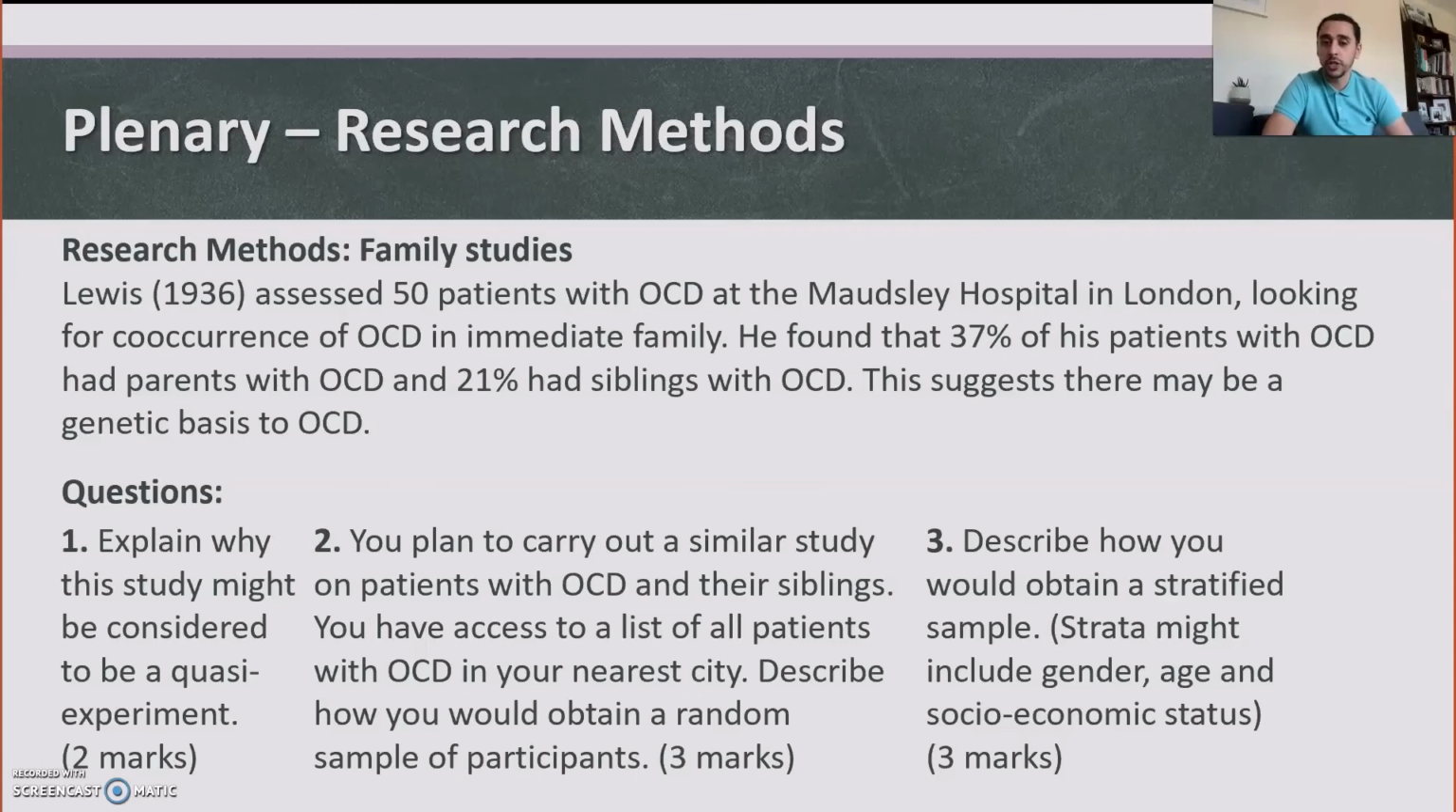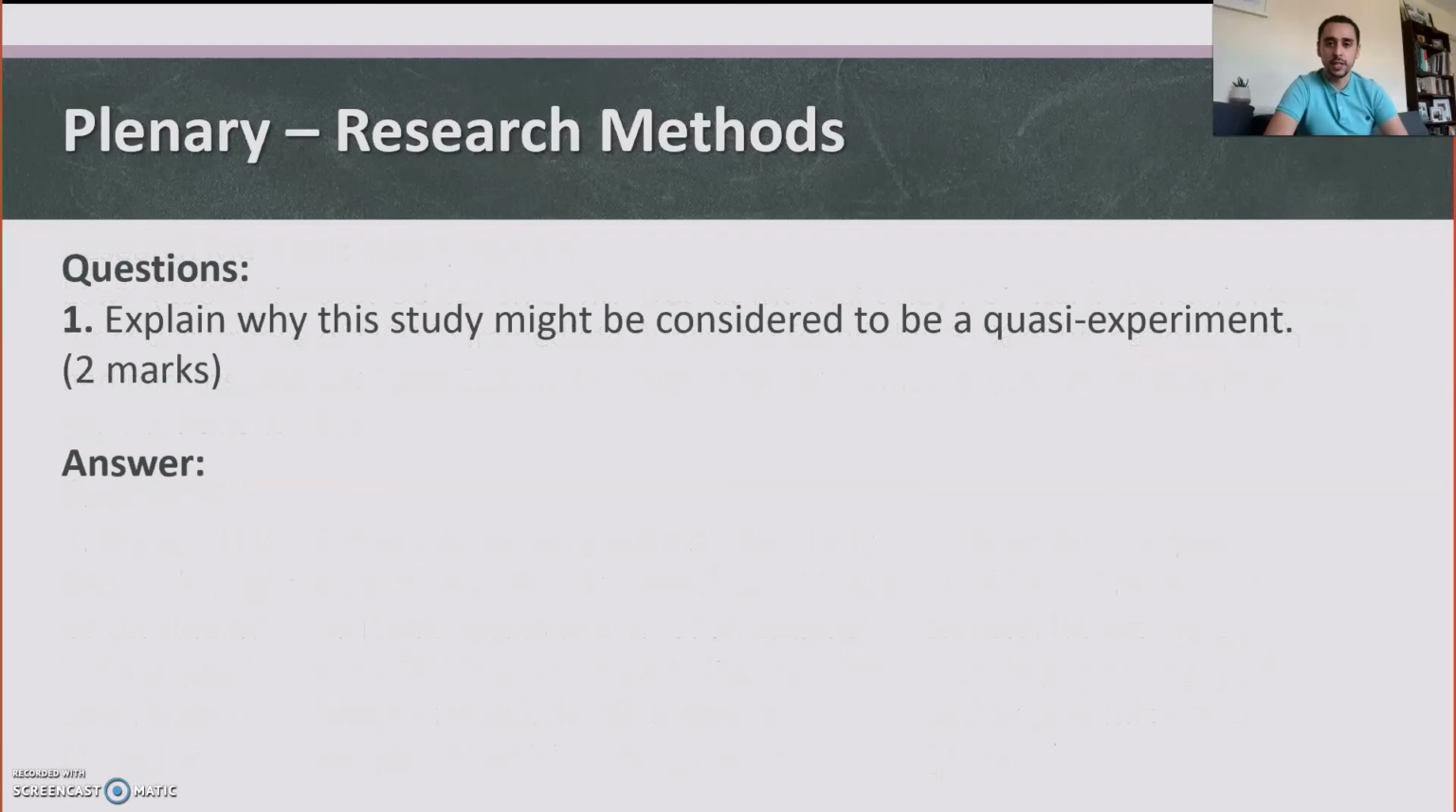Right. Three questions. Number 1, explain why this study might be considered to be a quasi-experiment. Number 2, you plan to carry out a similar study on patients with OCD and their siblings. You have access to a list of all patients with OCD in your nearest city. Describe how you would obtain a random sample of participants. And then question 3, describe how you would obtain a stratified sample. Strata might include gender, age, and socioeconomic status. Give those a go now, please, okay? And I'm going to answer them.